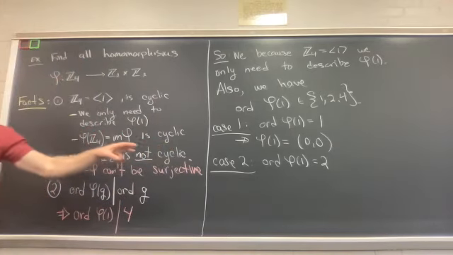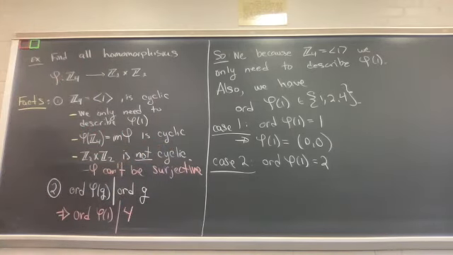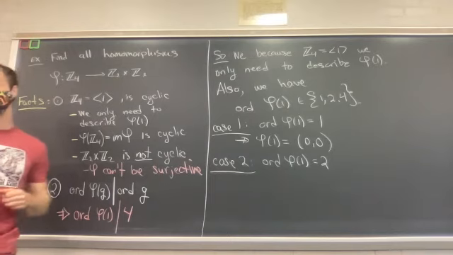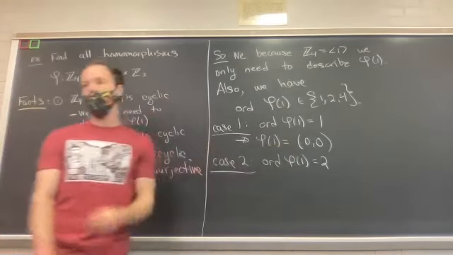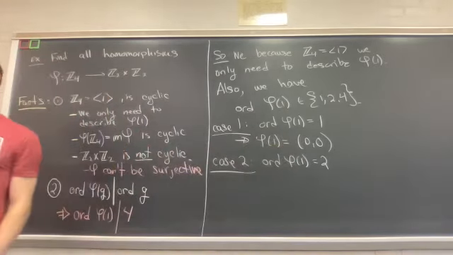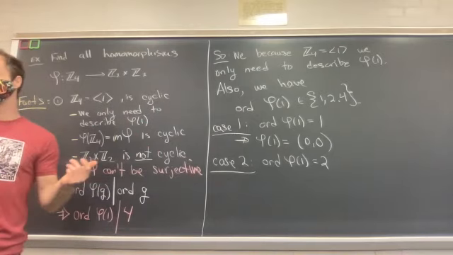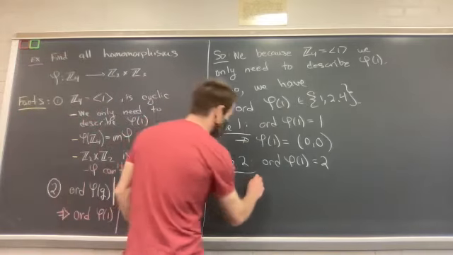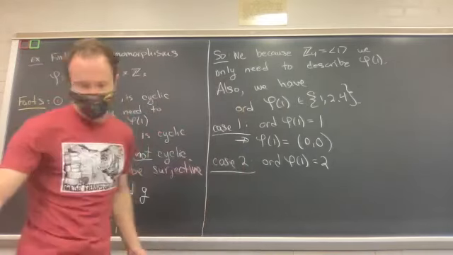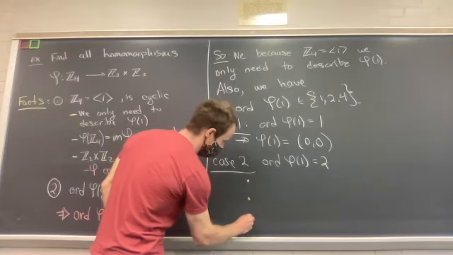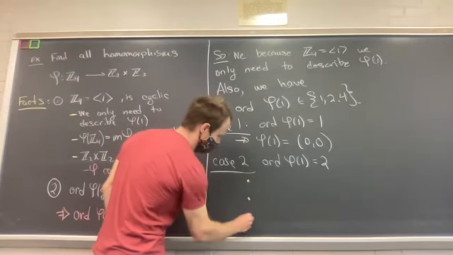Okay, so we've got to find things in Z2 cross Z2 that have order 2, but we're in luck. There are 4 elements in Z2 cross Z2. One of them has order 1, and the other 3 of them have order 2. And any of those will give rise to a homomorphism. And so we could look at 3 little subcases here, like examples of homomorphisms that satisfy this rule.